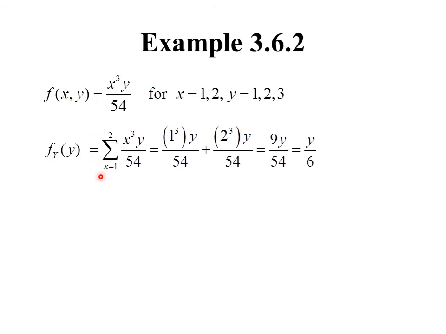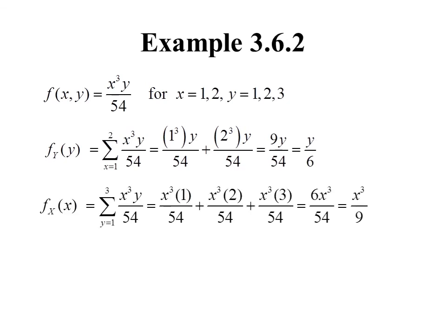So in formal notation, we're going to evaluate this. So we're going to plug in X equals 1 and then X equals 2. Do that arithmetic, simplify it, and there's our marginal PMF for Y. Likewise, for the marginal PMF of X, we're going to add up our joint PMF over all values of Y. So we're going to plug in Y equals 1, then Y equals 2, then Y equals 3. Do that arithmetic, and there's our marginal distribution of X.